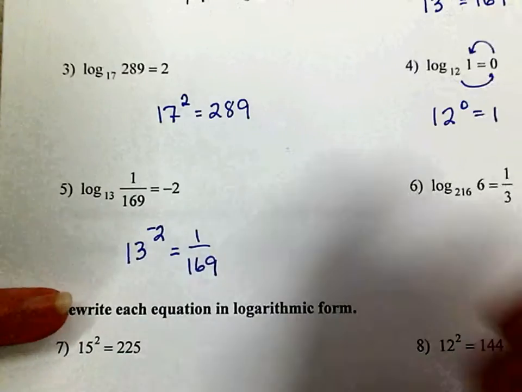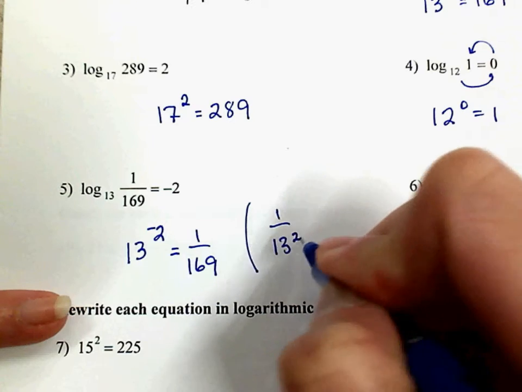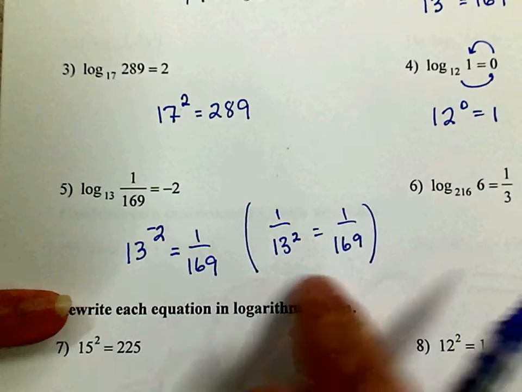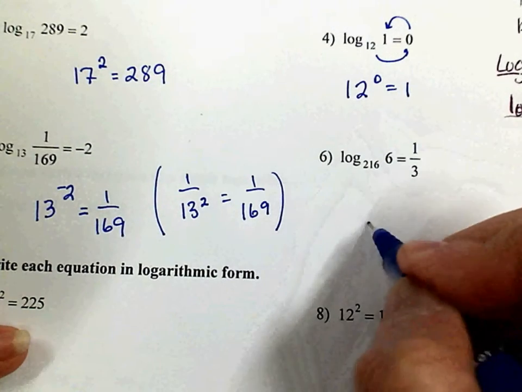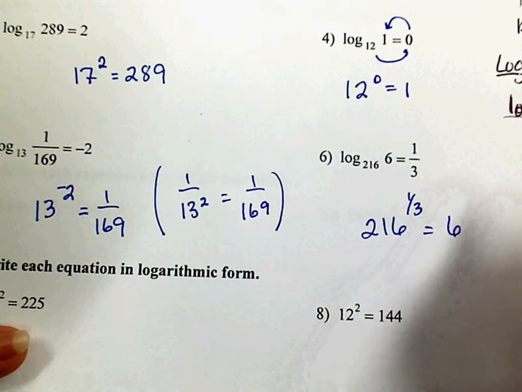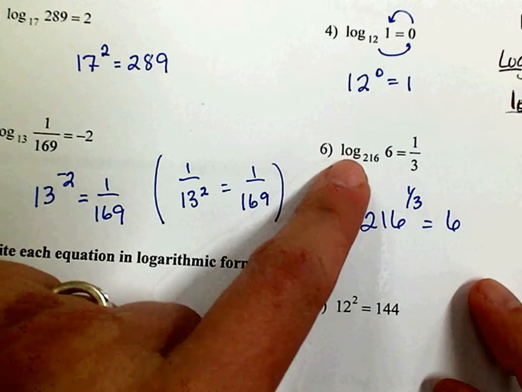All right, I just want to point this out. This is the same as 1 over 13 squared, which is 1 over 169. These are the same. All right, number 6, your base is 6, to the third power is equal to 216. See how there's no log? You're going from log to exponent.